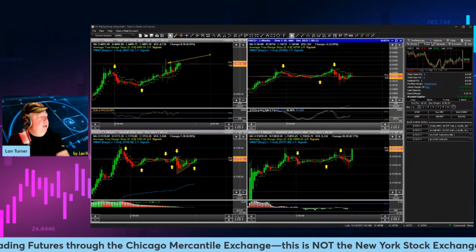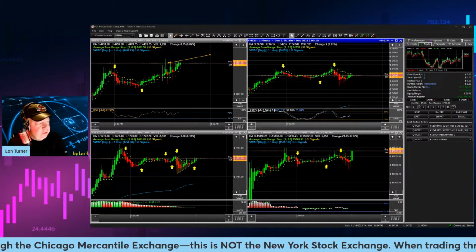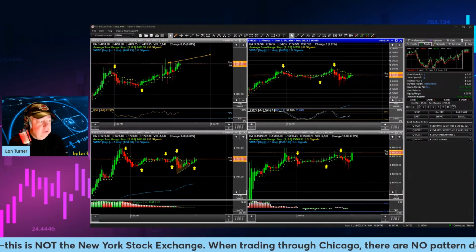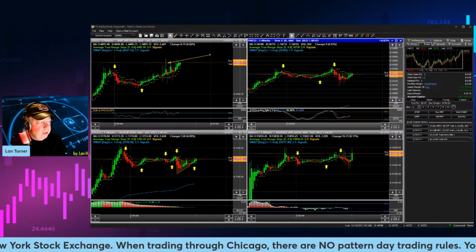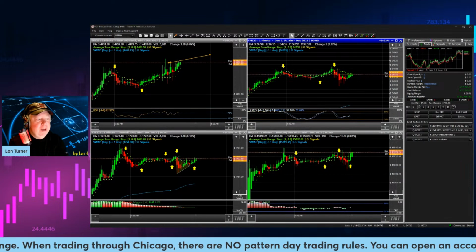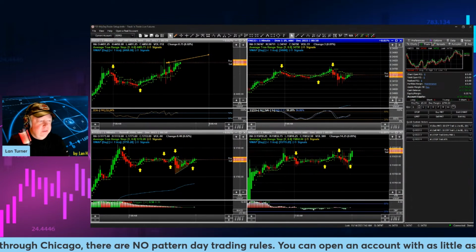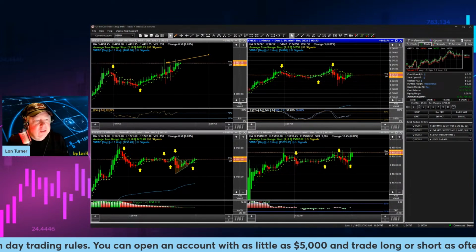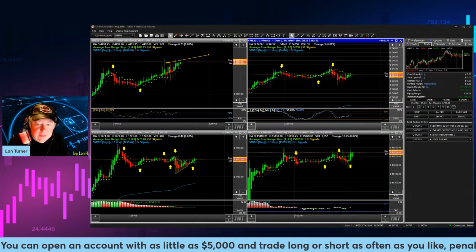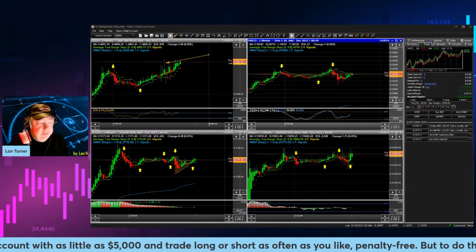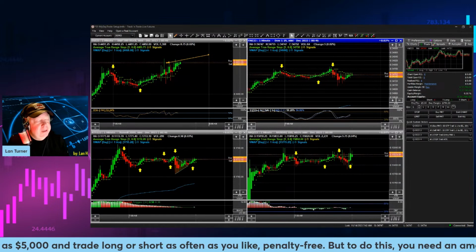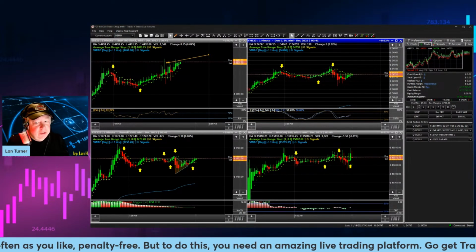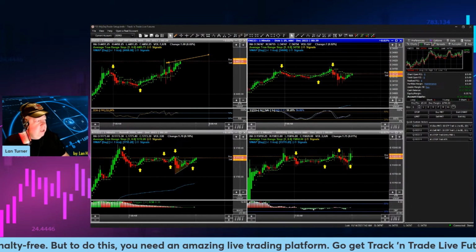So we are here trading through the futures exchanges, Chicago Mercantile Exchange. This is not the New York Stock Exchange. For those of you who are not familiar with these markets, when trading through Chicago, there are no pattern day trading rules. You can open an account with as little as $5,000 and trade long or short as often as you like, penalty free. That's why we're here looking at the futures market, whereas in the stock market there are penalties and interest rates and all kinds of things you have to jump through to do this type of trading.